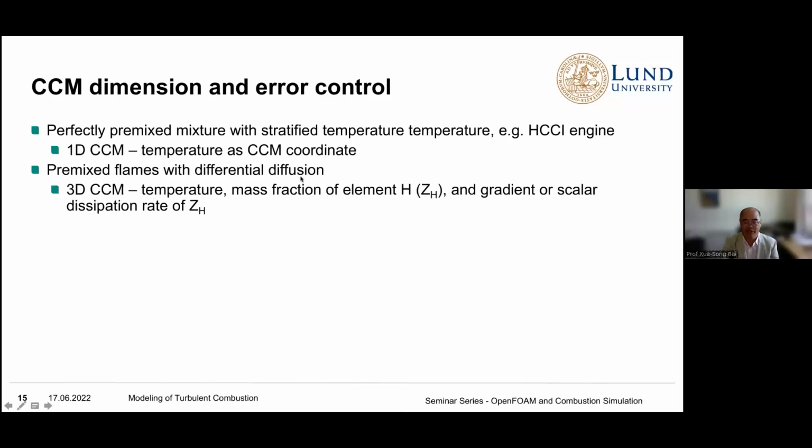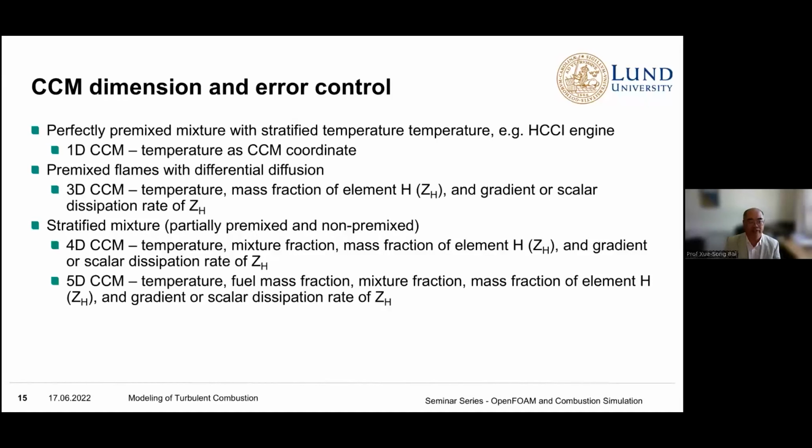Perfectly premixed flame, but with differential diffusion, like the case we studied, we found the 3D CCM is needed: temperature, mass fraction, element H, and also gradient of element H. This is representing the strain effect or flame stretch effect. With non-premixed combustion or partially premixed combustion, in addition to this 3D, we typically need a mixture fraction. With a fuel that has low temperature chemistry like n-heptane, we found that the low temperature chemistry part needs another dimension, fuel mass fraction.